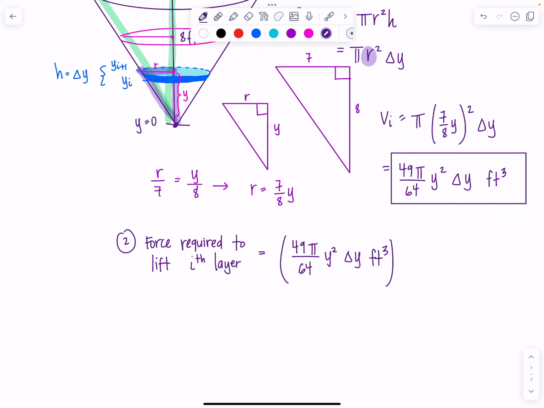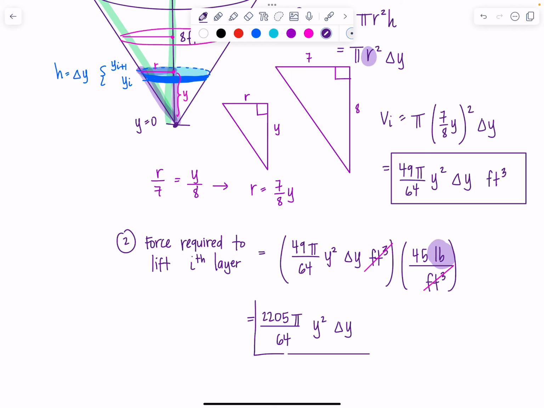All right. 45 pounds per, put that feet cubed in the denominator. So then you can have this lovely canceling moment. You can have the confirmation that we are in pounds now. And then you just got to multiply all that nastiness out. 49 times 45 is 2,205. Leave the pi over 64 Y squared delta Y. Oh, put the units, I almost forgot. Pounds.